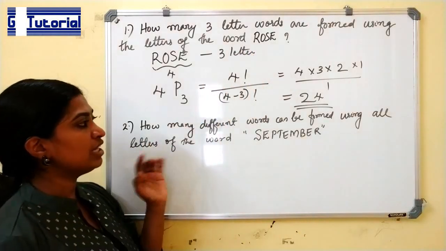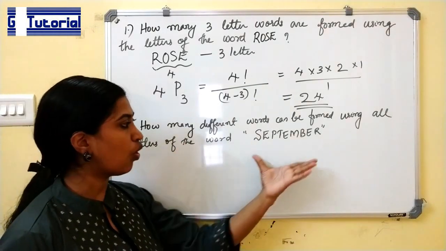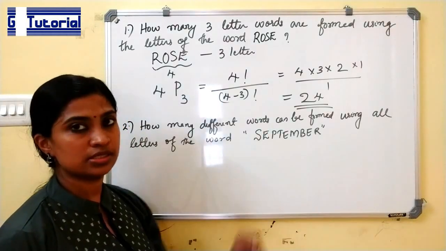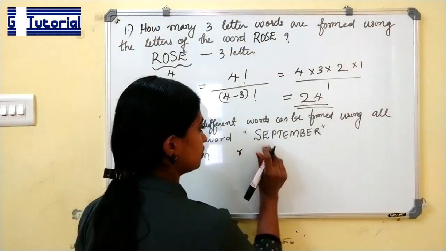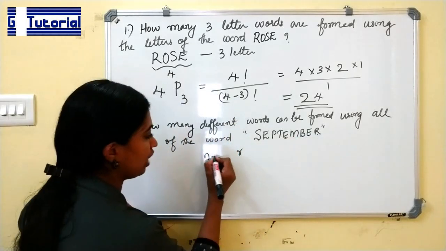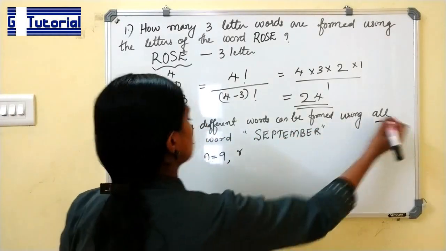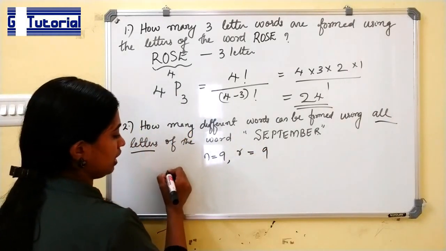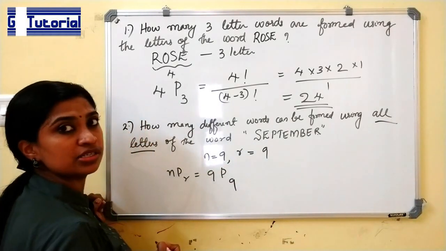Next is, how many different words can be formed using all letters of the word September? We are using all letters. So we have to find the value of n and r. 1, 2, 3, 4, 5, 6, 7, 8, 9. So the value of n is 9, and we are asked to use all letters of the word. So r is also 9. So the value is nPr, from 9 different letters. We are using 9 different letters to form the word.